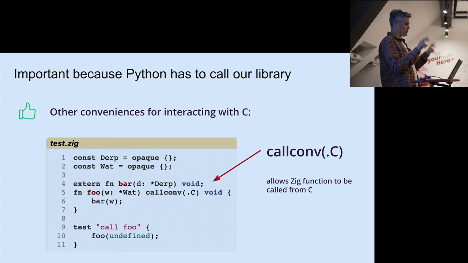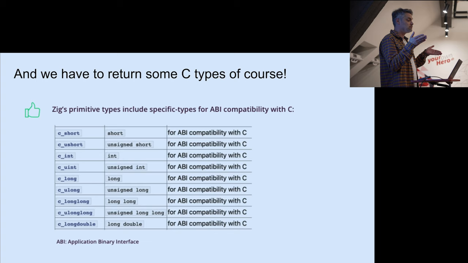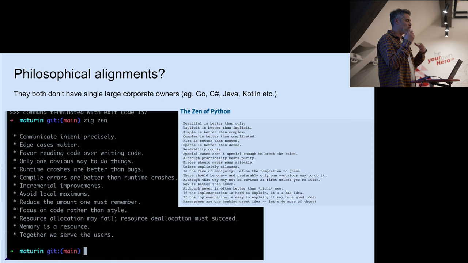And then finally, there are some specific types that are compatible with the C ABI. And then one philosophical point: the more I interact with the Zig community, I would say one thing that Zig and Python have in common is they don't have a single large corporate owner like Go, C Sharp, Java, Kotlin. They're kind of a rebellious, self-funded, standalone community just trying to do it themselves. And they both have a Zen, which you can print if you type zig zen.